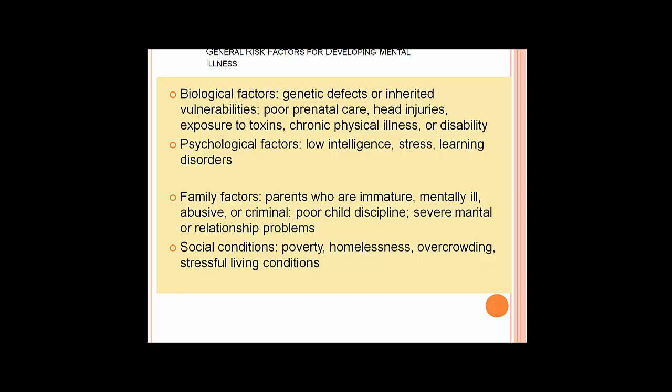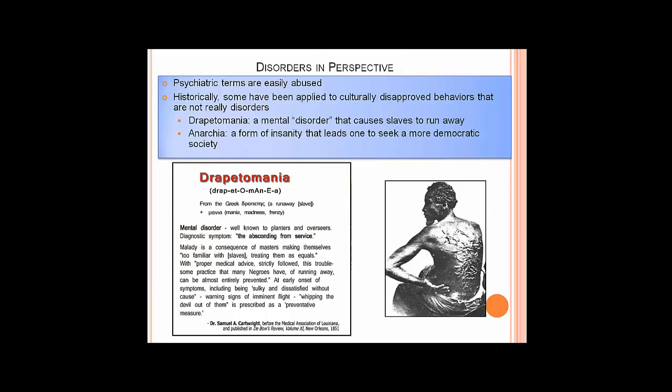So family factors: parents who are immature, mentally ill, abusive, criminal, substance abusing, poor discipline, marital and relationship problems, all of these things have a great effect on those being raised with them. And then there's, of course, social conditions: poverty, homelessness, overcrowding, stressful living conditions. All of these factors blend and combine and interact to make one susceptible to any number of mental disorders.